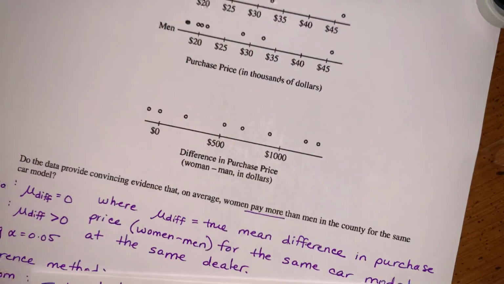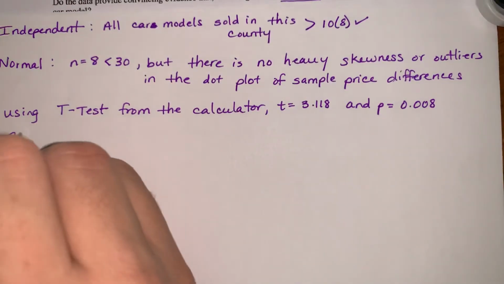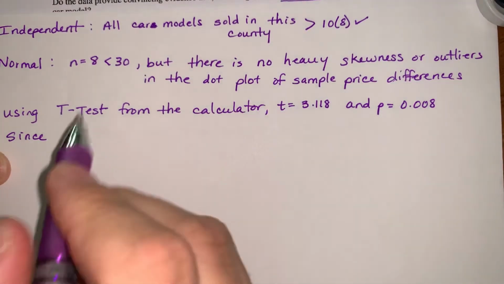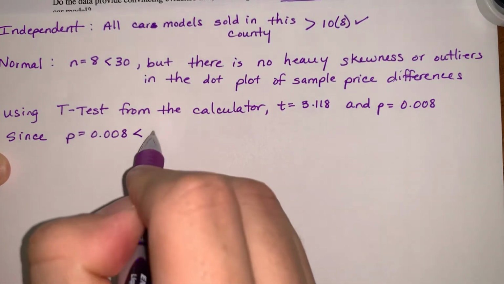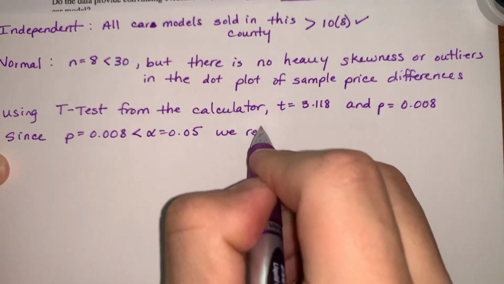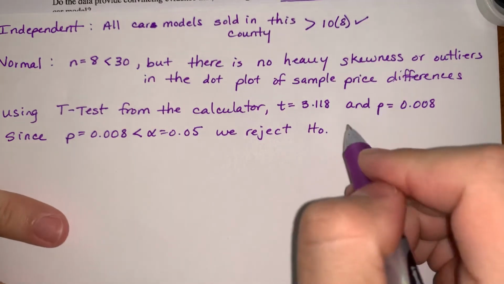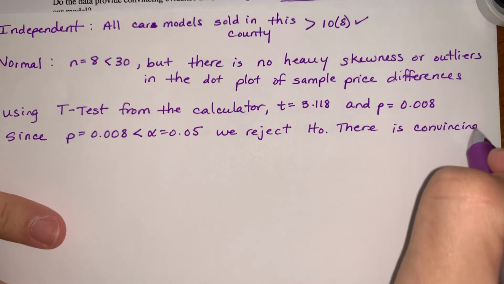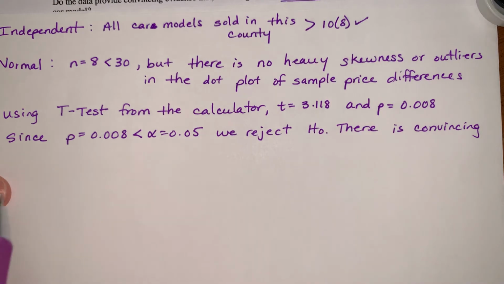What alpha did we use? 0.05? Yeah. Okay, so since, and really it doesn't even matter what alpha level, even if it was an alpha of 0.01, this would still be lower than that. So since P is equal to 0.008, which is less than alpha is equal to 0.05, we reject H0. All right. So there's either convincing evidence or not convincing evidence. In this case, if we reject H0, that means there is convincing evidence for HA.